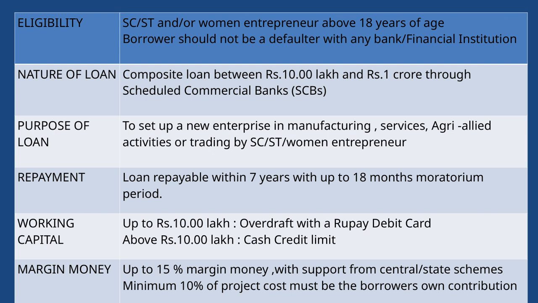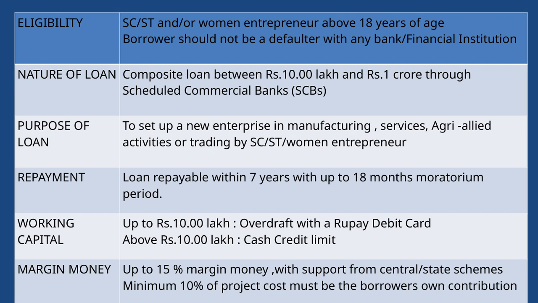Regarding repayment, the loan is designed to be repaid within a period of 7 years, and there is a moratorium period of up to 18 months, giving the borrower some breathing space at the start. For working capital, if you need up to Rs. 10 lakh, you can opt for an overdraft facility linked with a RuPay debit card. For amounts above Rs. 10 lakh, a cash credit limit will be provided to meet your working capital needs.